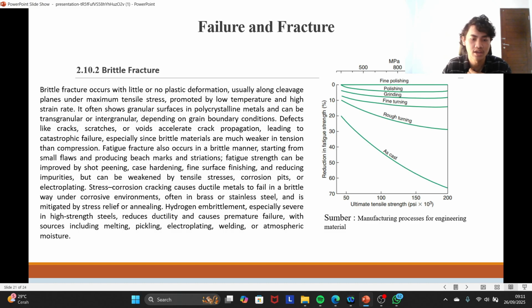Stress corrosion cracking causes ductile metal to fail in a brittle way under corrosive environments, often in brass or stainless steel, and it's mitigated by stress relief or annealing. Hydrogen embrittlement, especially severe in high-strength steels, reduces ductility and causes premature failure, with sources including melting, pickling, electroplating, welding, or atmospheric moisture.